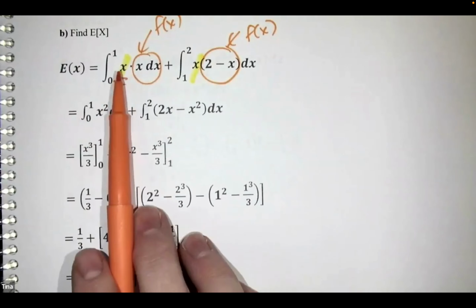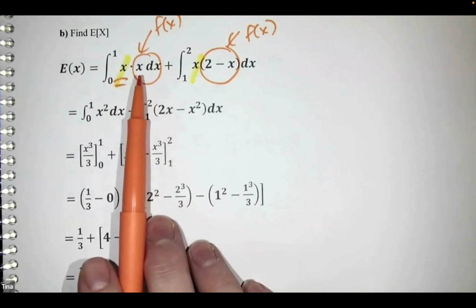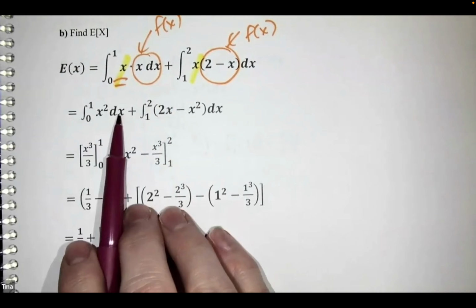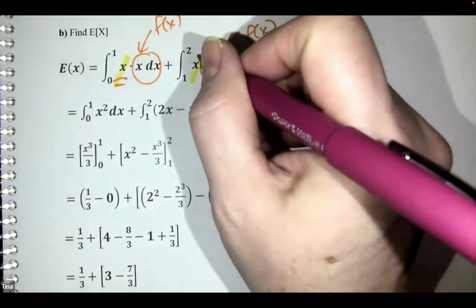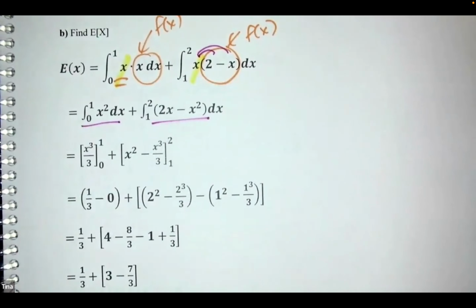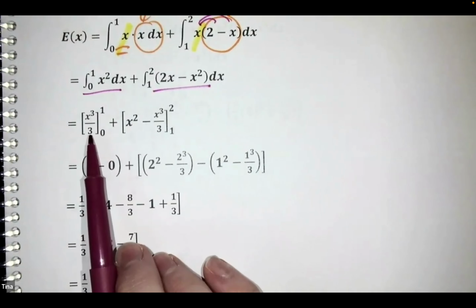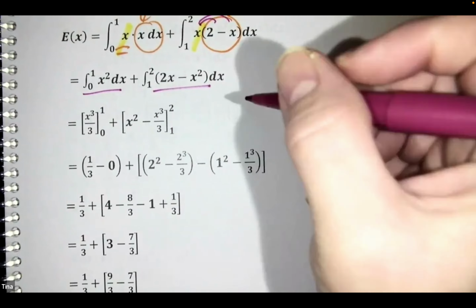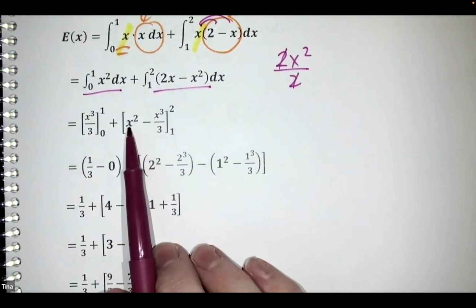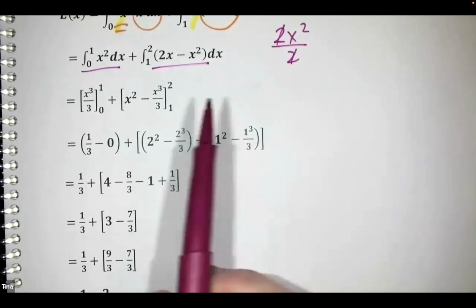So this would be integral from 0 to 1 of x times x. Remember, you have to simplify before you integrate because there's no product or quotient rule for integrals, right? So x times x is x squared. Here, just multiply it out, 2x minus x squared. Then each of these integrate, right? Integral of x squared would be x^3 over 3 from 0 to 1. And integral of 2x, well, technically it's 2x^2 over 2, but they cancel, so it's really just x squared minus x^3 over 3 from 1 to 2.